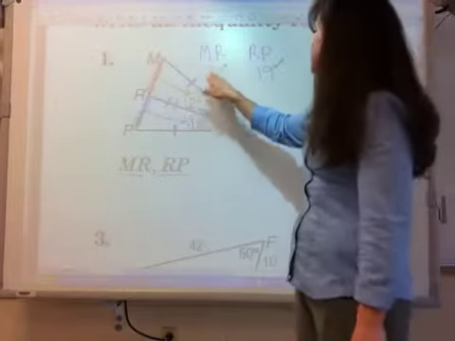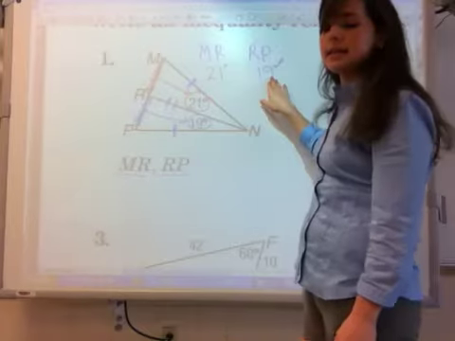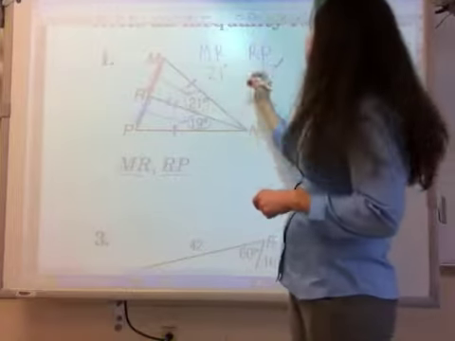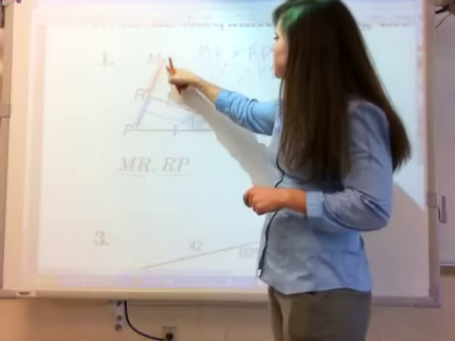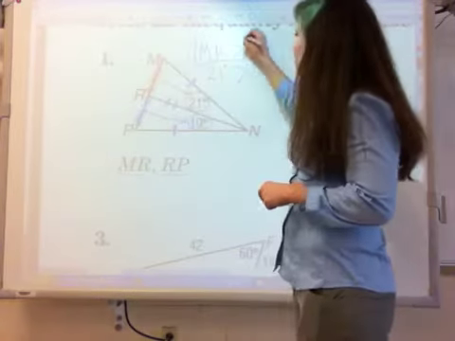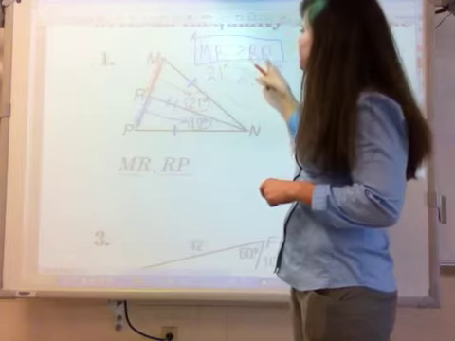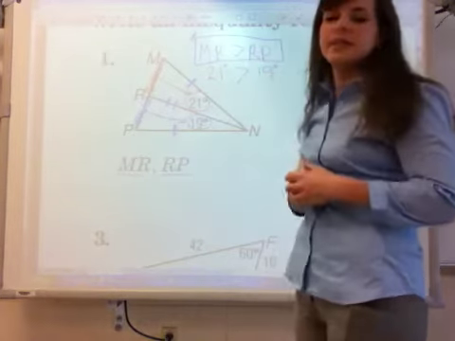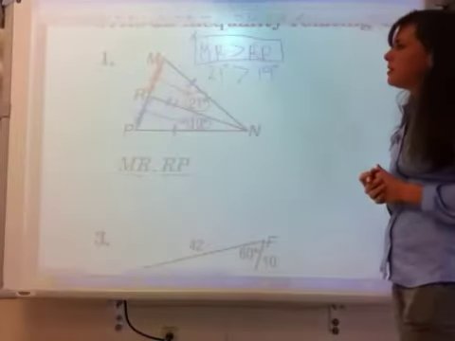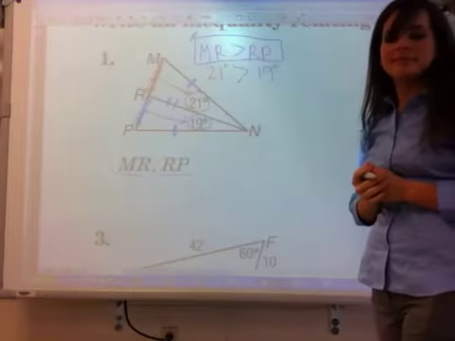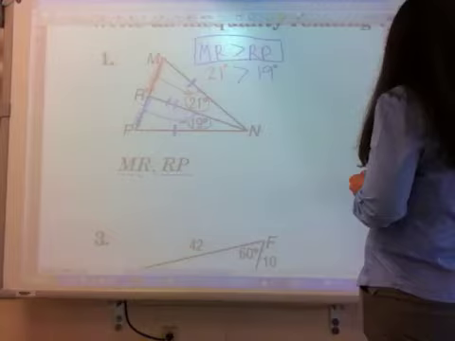So now just ask yourself, 21, is it greater than or less than 19? 21 is greater than 19, obviously. So therefore, the side opposite your greater angle measure is going to be greater than the side opposite the lesser measure. Okay, this is your answer. Compare these two. MR is greater than RP. Okay, how about we try one more?